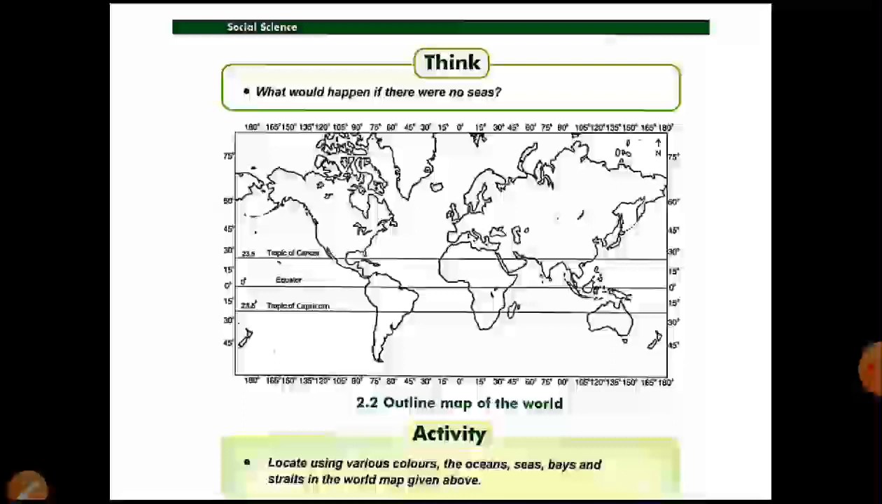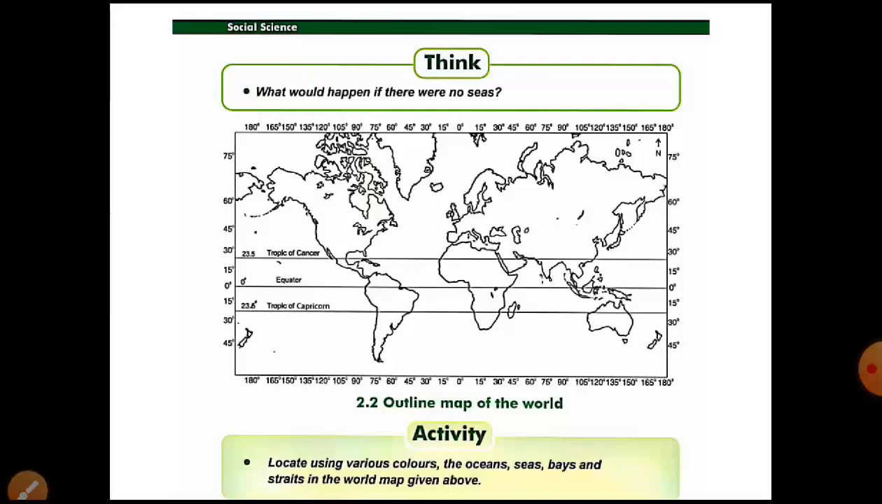In this picture, what would happen if there were no seas? Just think, if there are no seas on the earth, what will happen? If there is no water, what will happen? There is no possibility of human beings or any living beings.